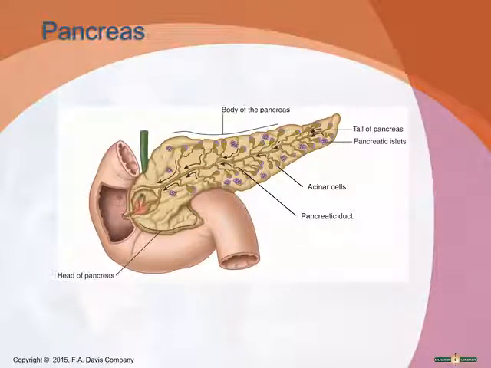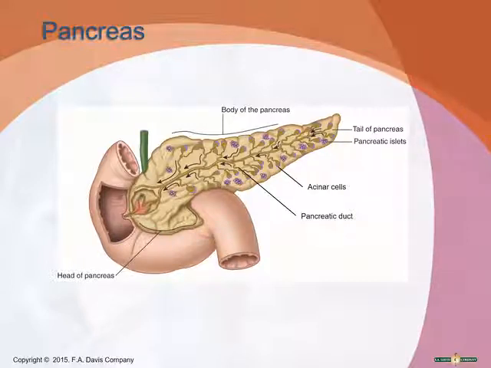Each day it secretes about 1.5 liters of pancreatic juice, which is essentially digestive enzymes and an alkaline fluid, into the small intestine. Acinar cells, A-C-I-N-A-R, secrete digestive enzymes in an inactive form. Once activated in the duodenum, the enzymes help break down lipids, proteins, and carbohydrates. Duct cells secrete sodium bicarbonate, which buffers the highly acidic chyme entering the duodenum from the stomach.